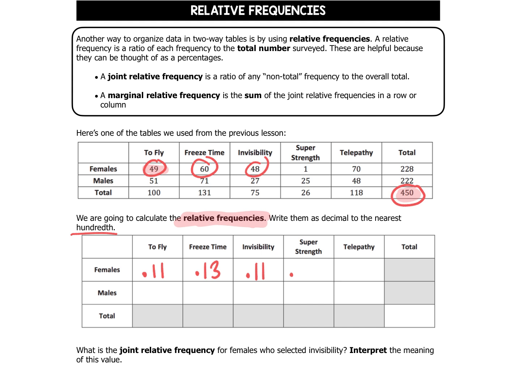So on this one, I think I'm going to include one more decimal place. So I'm going to go to the thousandths place. Take 70 divided by 450. It's about 0.16. Take 228 divided by 450. You get about 0.51.